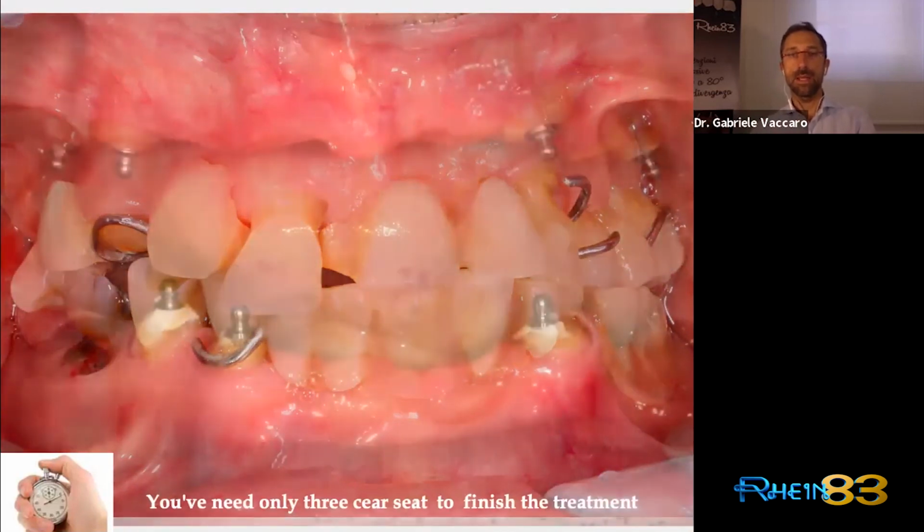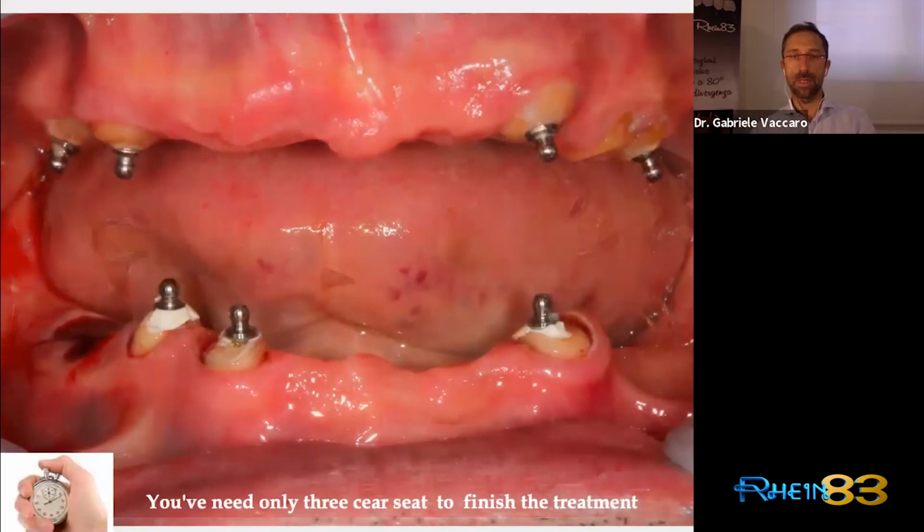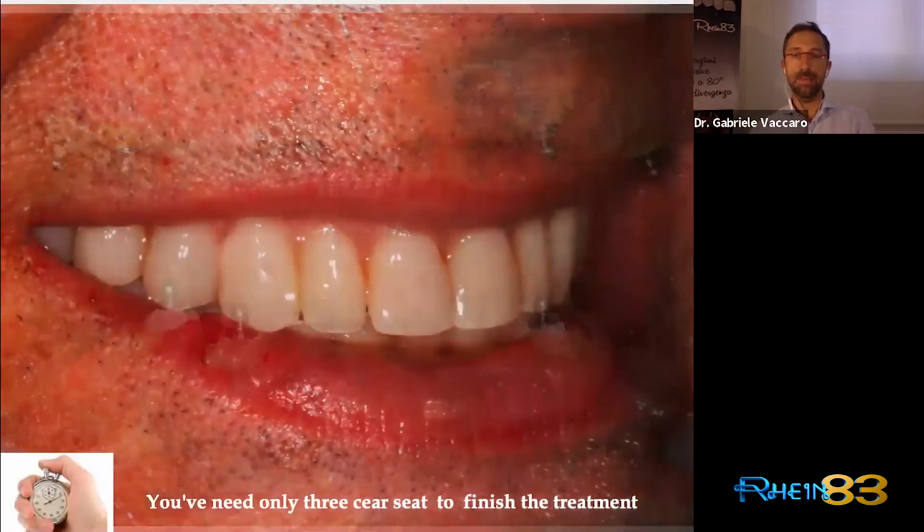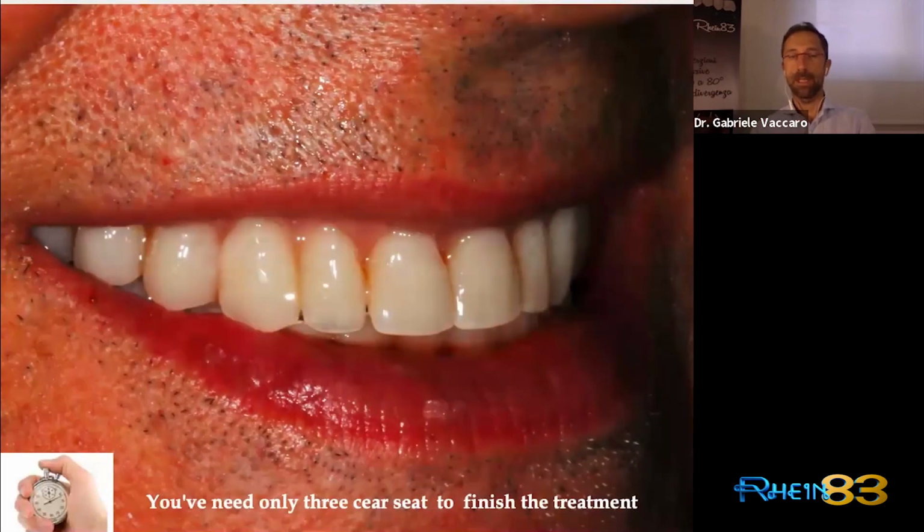Okay. We started from that, the patient came in like that, and then the patient came out with this. Why do I say 3 seats? Because the first seat was to register all the data, the second was to check the camper and the binocular plane, and the third was to make all the job.